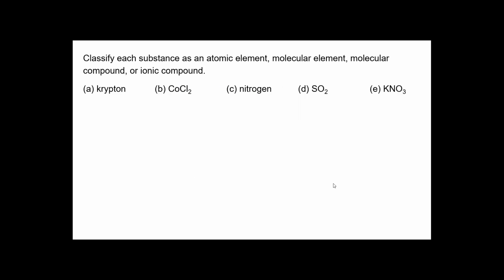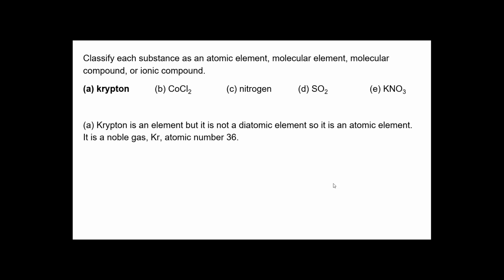Okay, so we are now going to classify each substance as an atomic element, molecular element, molecular compound, or ionic compound. So let's take a look at krypton. First, you need to know what krypton is and where it is in the periodic table. Krypton is a noble gas. Noble gases have filled 8 electrons around them. So it is not diatomic. So it is an atomic element.